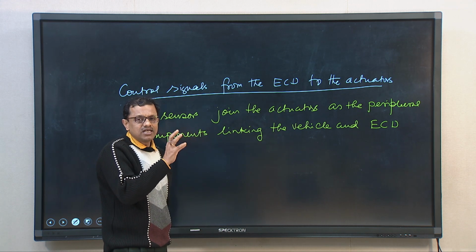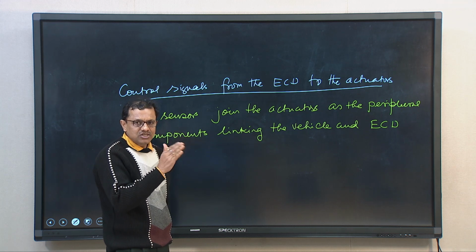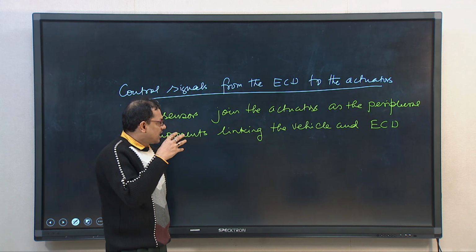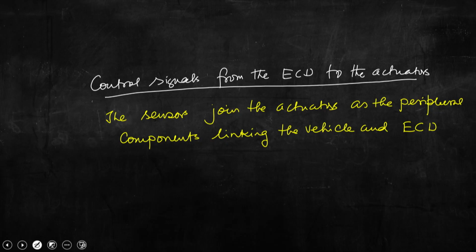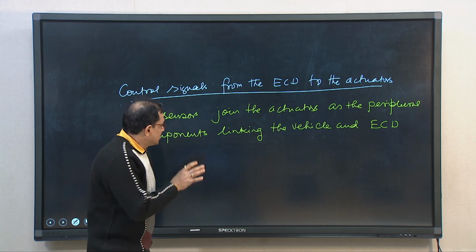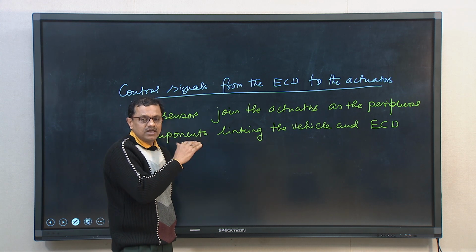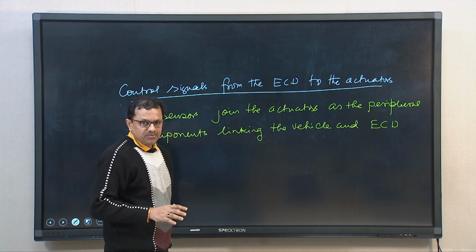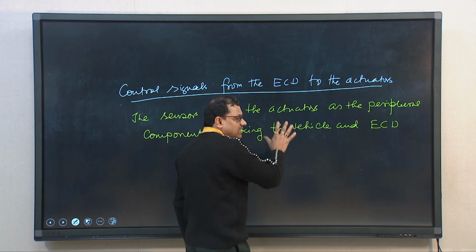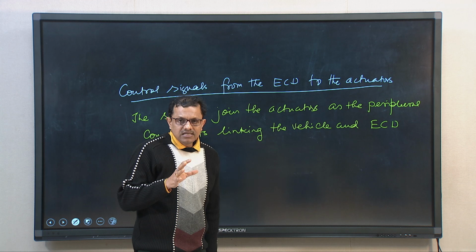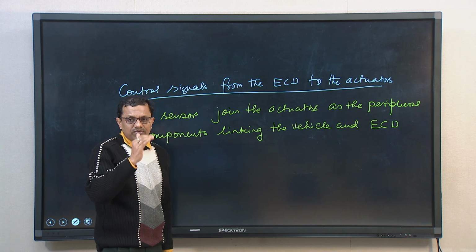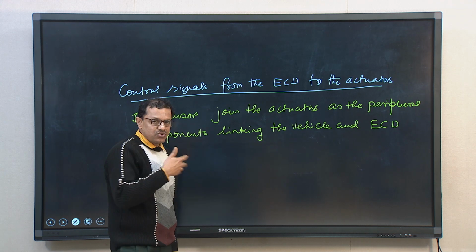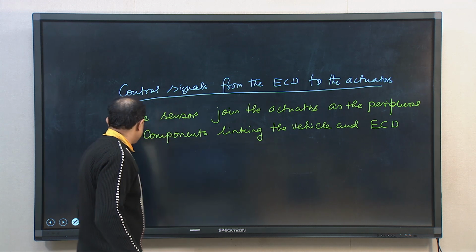So, essentially the actuator will open, right. It will actuate the throttle. This actuator will receive a signal from the ECU that the throttle position should be wide open, and that signal should be conveyed to the actuators by the sensors. That is why the sensor joins the actuator as the peripheral component linking the vehicle and the ECU, because the actuator will be in the vehicle itself. So, these sensors join the actuators as the peripheral component.